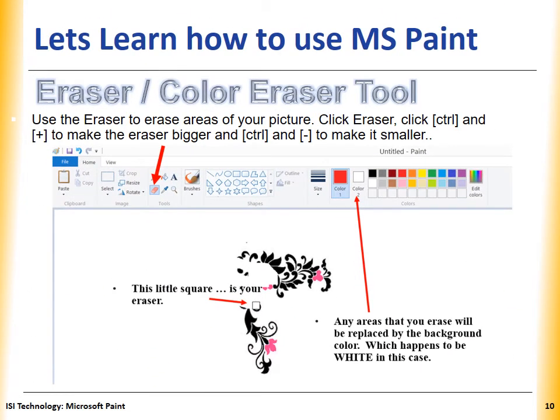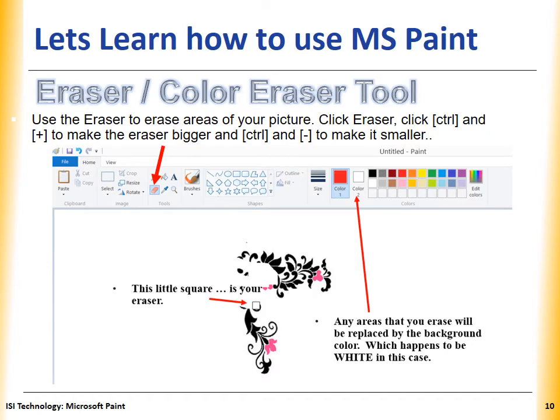Now the eraser. If I want to erase something that I drew, I can use the eraser or color eraser tool. Use the eraser to erase areas of your picture. Click eraser, then press Ctrl and the plus sign to make the eraser bigger, or minus to make it smaller.